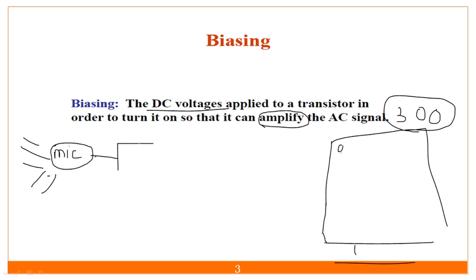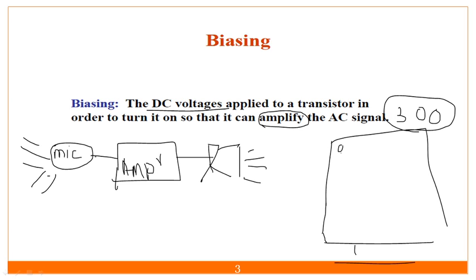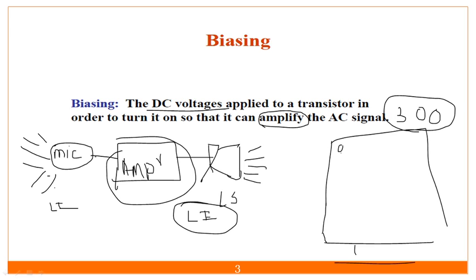After that, I will connect this signal to one device that is called what? Amplifier. I will connect it to the amplifier, and this amplifier is connected to what? Loudspeaker. So with the help of the mic and amplifier, my low intensity signal is converted into a large intensity signal over there. So this happens with the help of what? Amplifier. The amplifier is used for this purpose only.